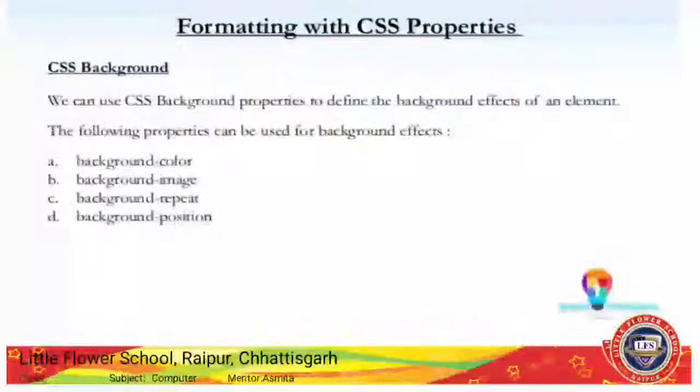Now we'll see the formatting with CSS properties. First is CSS background. We can use CSS background properties to define the background effects of an element. We can use the background properties to enhance the background more. The following properties are there. First is background color. We can use any background color which we want, as we have seen in the previous example. Second is background image. We can add any image as a background. Third, background repeat. We can repeat the background according to our wish. And fourth is background position. We can position the background according to our need, as left, right, center or anything.